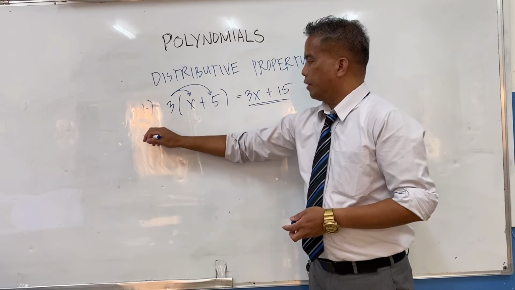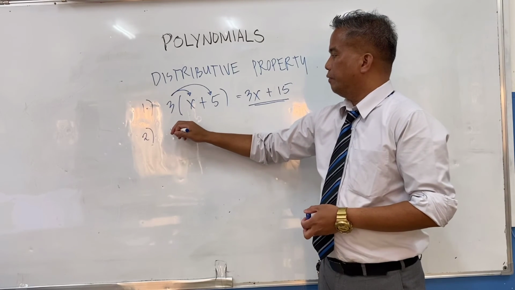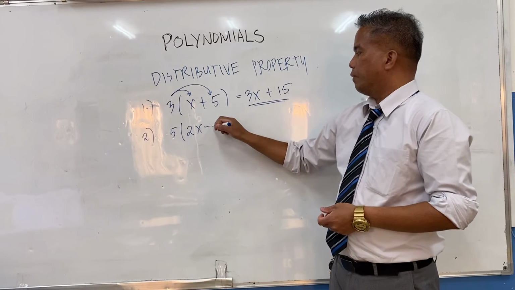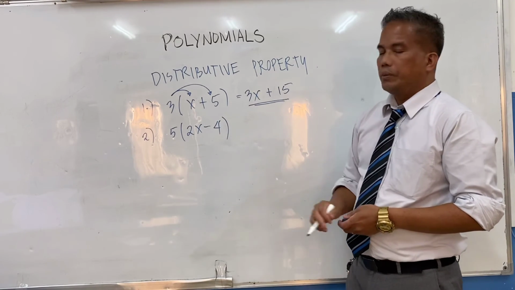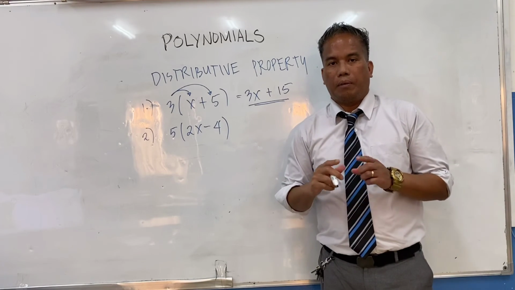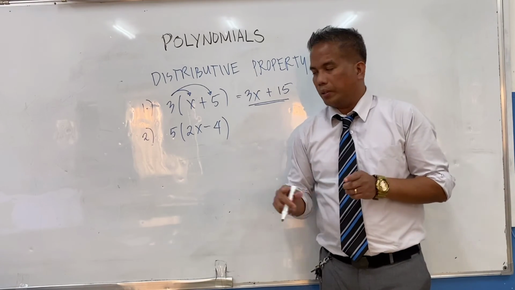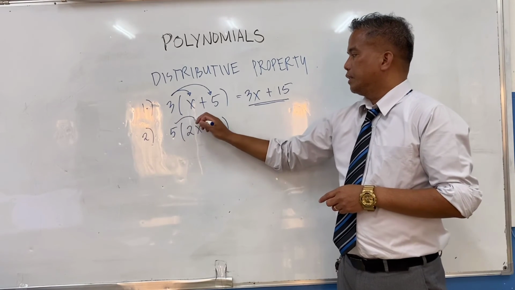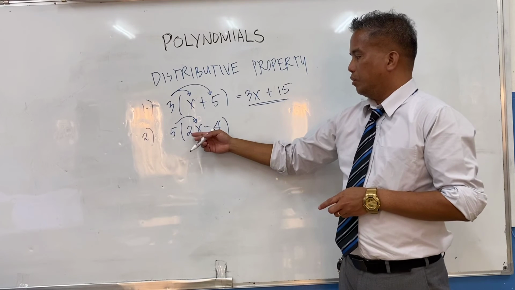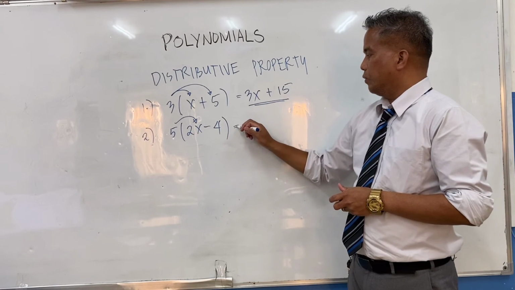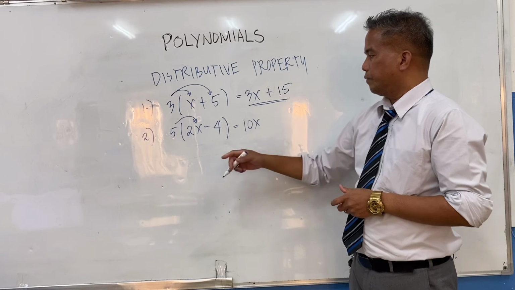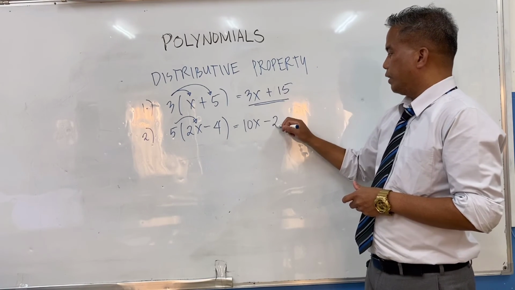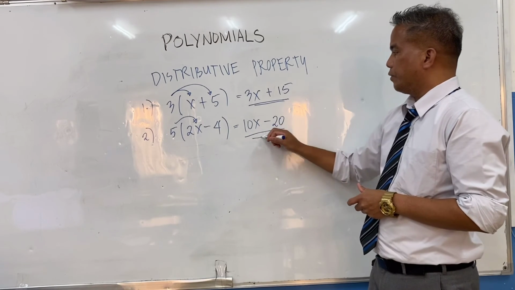Another example: let's have 5 times (2x minus 4). The same process, you just distribute the whole number outside the parentheses. 5 times 2x is equal to 10x. Then 5 times negative 4 equals negative 20. So this is the answer.